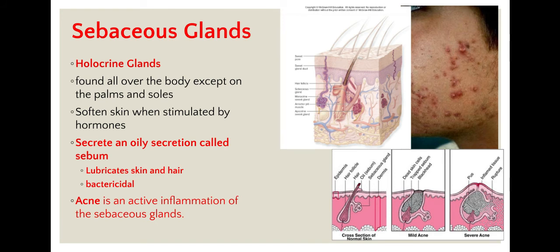We also want to talk about sebaceous glands. Sebaceous glands are a type of holocrine gland. And remember, the whole cell is what is involved in secreting the product. They're found all over the body except on the palms of your hands and the soles of your feet. It is really there to soften the skin and to keep it lubricated. And it gets stimulated by hormones. So it makes this oily secretion that lubricates hair and skin. It does have bactericidal properties to it, so to keep bacterial infections sort of at bay.